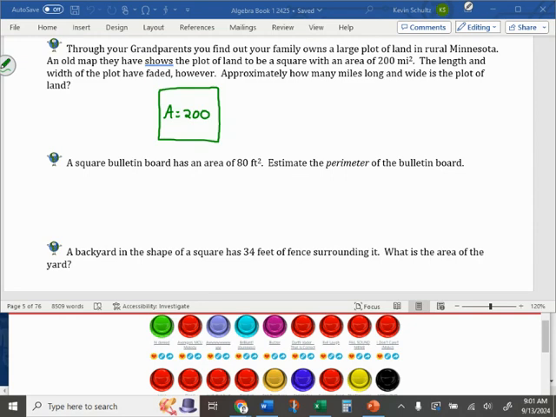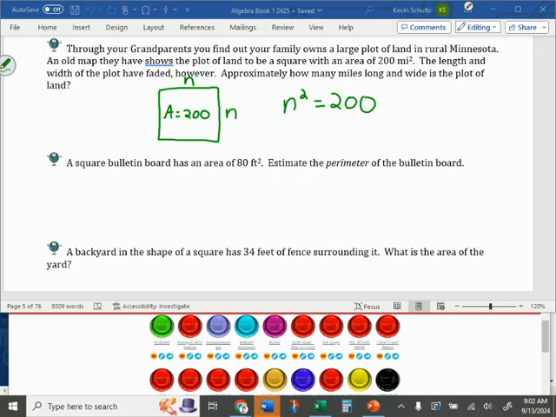Yes, the fact that it's a square is important, because what do we know about area and length and width in squares? They have the same thing, right? So what we're looking for is some number times itself that equals 200. Because if it's a square, which it is, then something times itself has to equal 200.